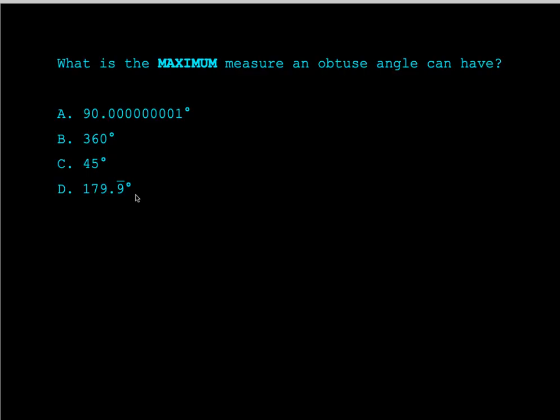What is the maximum measure of an obtuse angle? Is it A, 90.00000001 degrees? B, 360 degrees? C, 45 degrees? Or D, 179.9 repeating degrees?